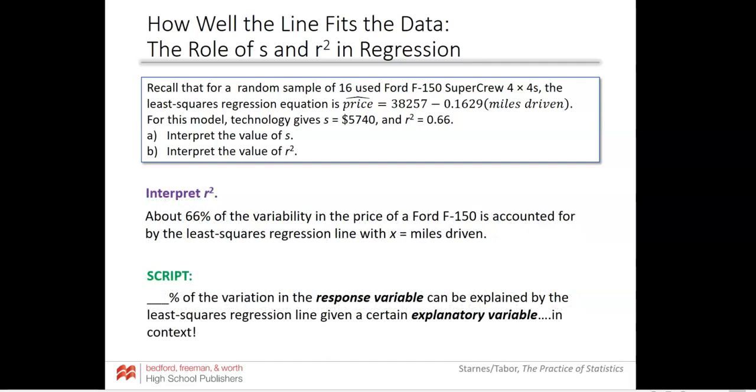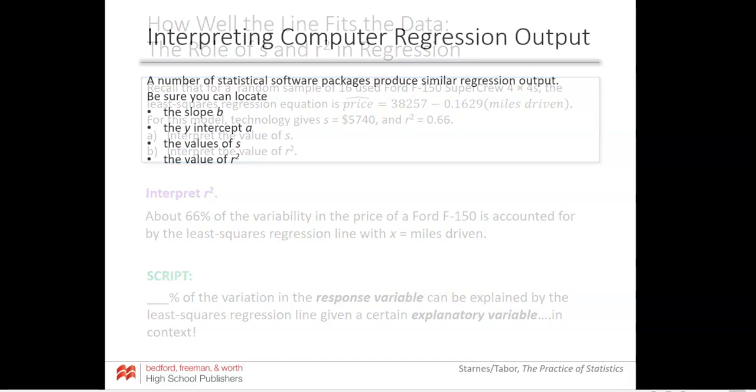R squared, we would say it this way: about 66% of the variability in the price of a Ford F-150 is accounted for or explained by the least squares regression line with, in this case, X equals a certain number of miles driven. And so that R squared value is 0.66. And so again, the script, you might want to write that down: something percent, about 66% or whatever the R squared value is, of the variation in the response variable can be explained or accounted for by the least squares regression line at a certain X variable. Talk about it in context.